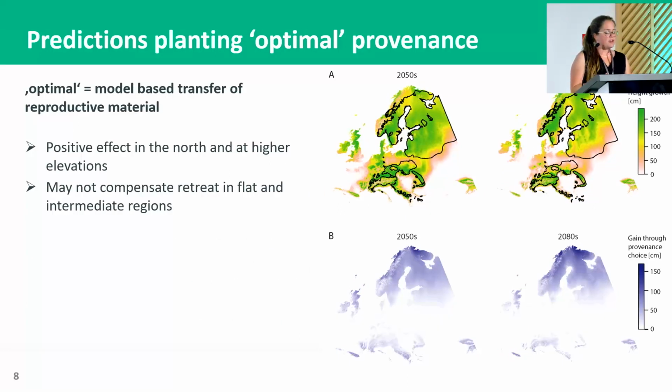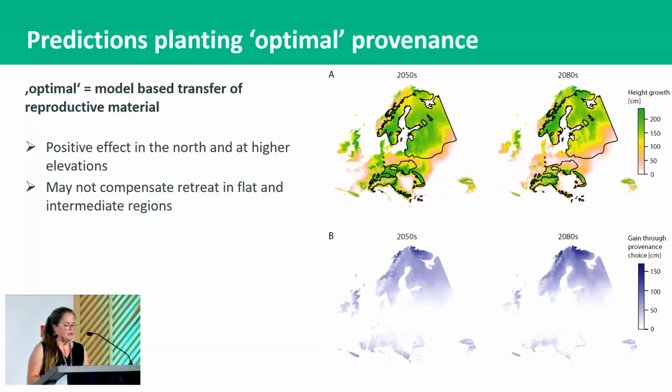So a great advantage of these universal response functions is that they can be solved in order to identify the optimal provenance for each environment. And this is done by derivation of the partial derivatives. And we identified the optimal provenances and predicted their growth. And what you see here is the potential gain that you may achieve if you transfer a provenance, if you actually use the transferred provenance instead of the local provenance.